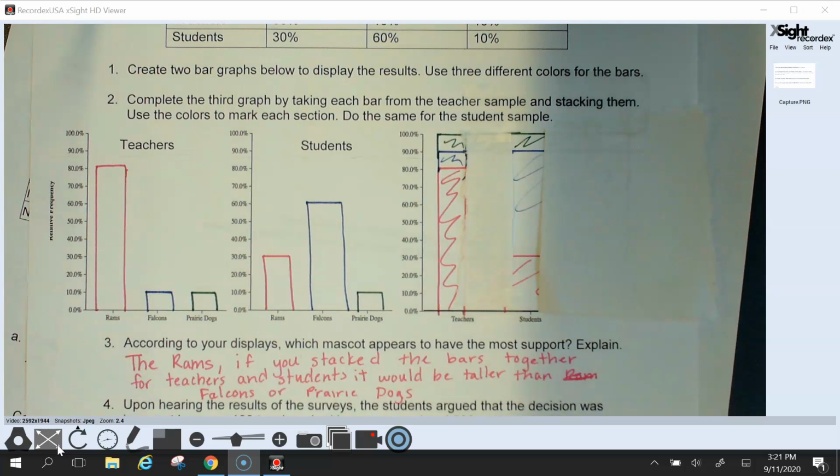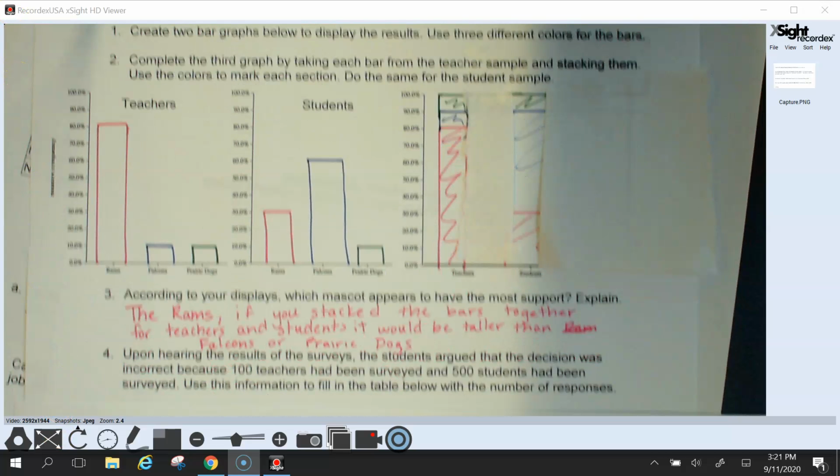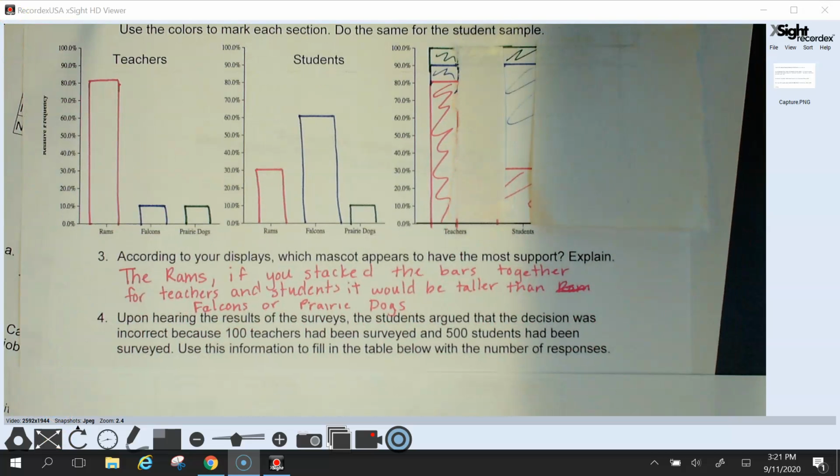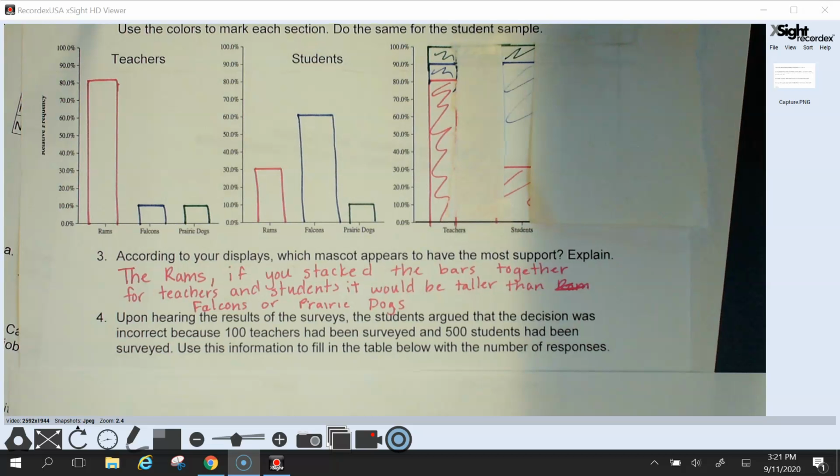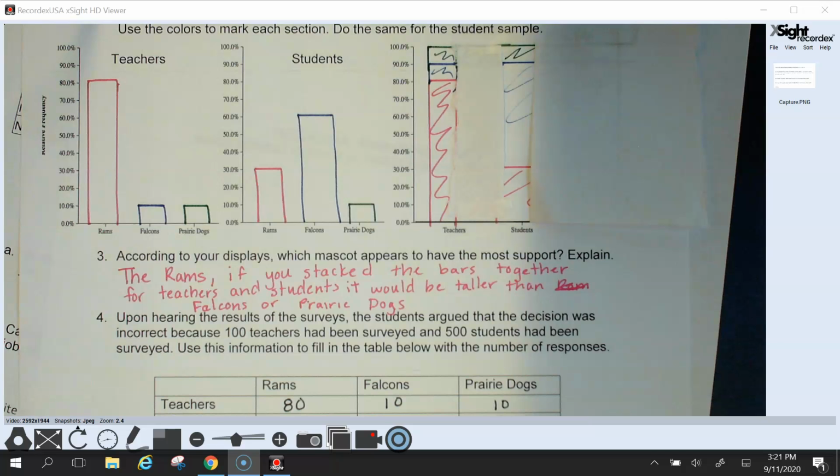Once we got those, it said upon hearing the results of the survey, the students argued that the decision was incorrect because there had been 100 teachers and 500 students. So take that information and fill in the table. To do that, we got the percent. For the teachers, 80%, so 80% times 100 is 80. So 10 would go for the Falcons, 10 would go for the Prairie Dogs.